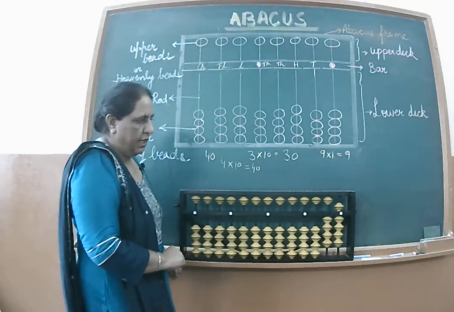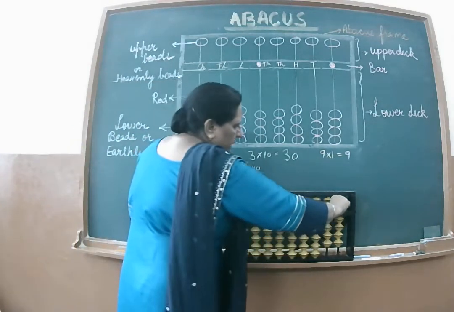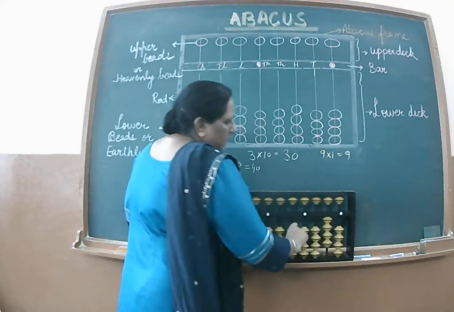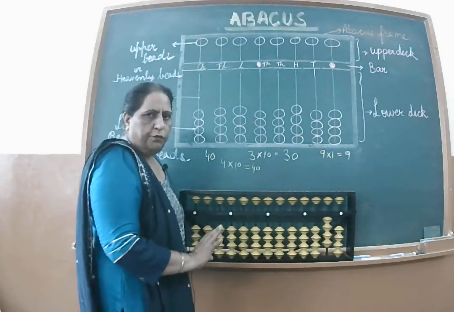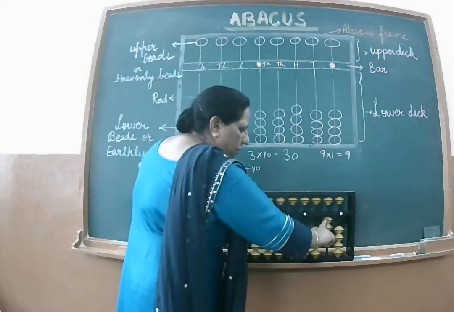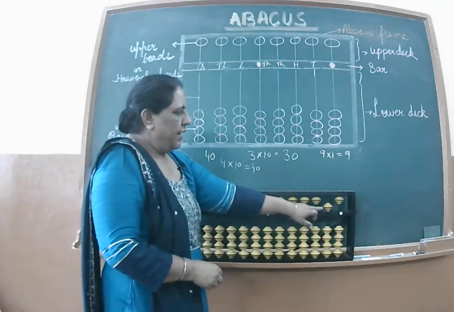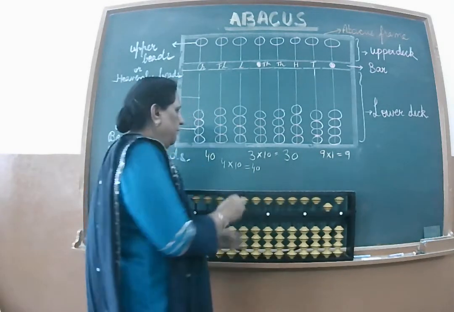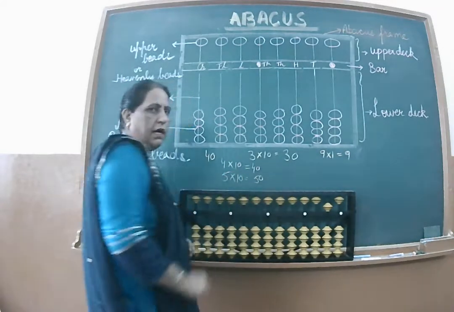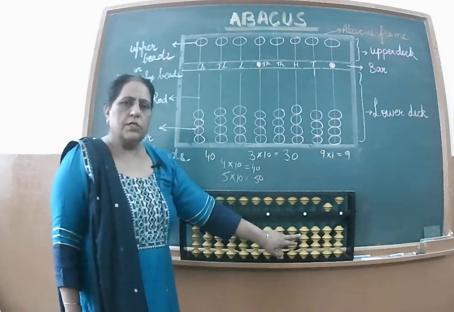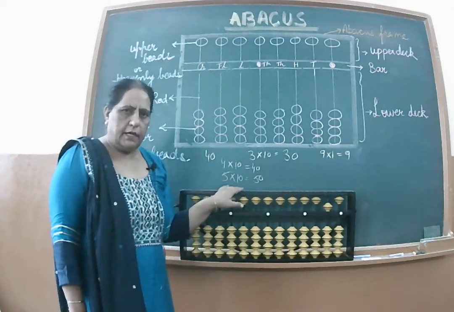Now if you want 50, then I will put all other beads in their place. There are no other beads, so we can't do it like 40 here. Put all these beads in their place. Then this 5. 5 at the tens place is 50. It becomes 50. Okay students, now you can do calculation from 1 to 50 on this abacus.